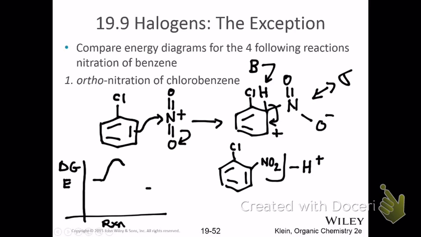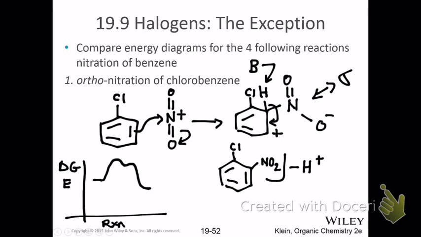Then the next step is this removal of this proton to form the product. What do you think about the energy of that? Low, because it goes back to being aromatic once you remove that proton. Okay? So you're going to expect this bump to be low, and then it'll drop back down to like this. So that's probably what the energy diagram looks like for this particular reaction.